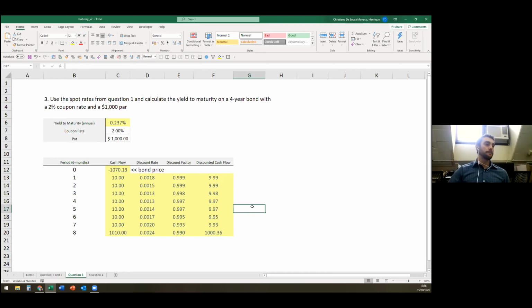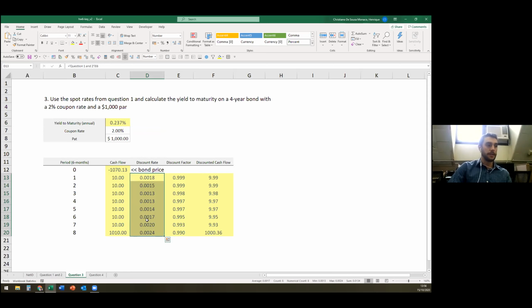Okay. So the only new thing about it right now is that since you didn't have the yield to maturity, you can use the spot rate, if you have it, of course, as the discount rate. If we gave you, let's say, 0.237% here, you could use this yield to maturity instead of the spot rate to figure out the price. That will yield the same result. But because you were solving for that, you only had the spot rate to do that. Good.